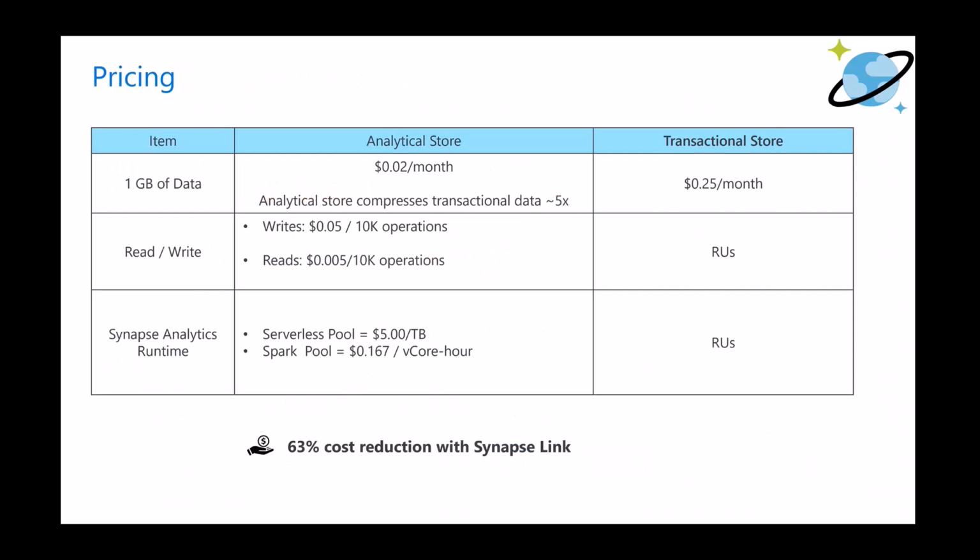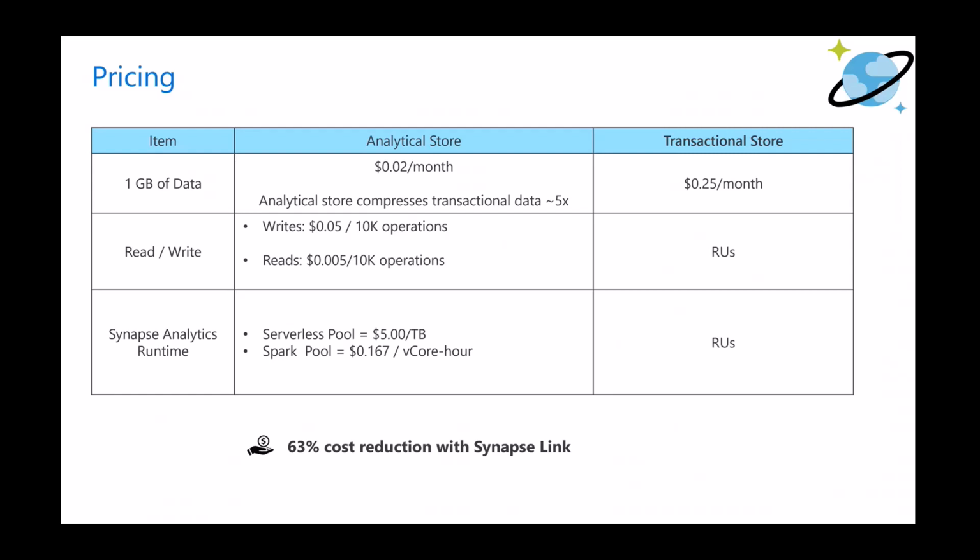From a pricing perspective, there's a huge cost advantage of using Synapse Link for analytical workloads. We see approximately 63% cost reduction. The primary reasons why there is such cost reduction is that the analytical store, first of all, compresses the data up to 5 times. And you do not spend any cost for syncing from your row store to your column store, or from transaction store to your analytical store.